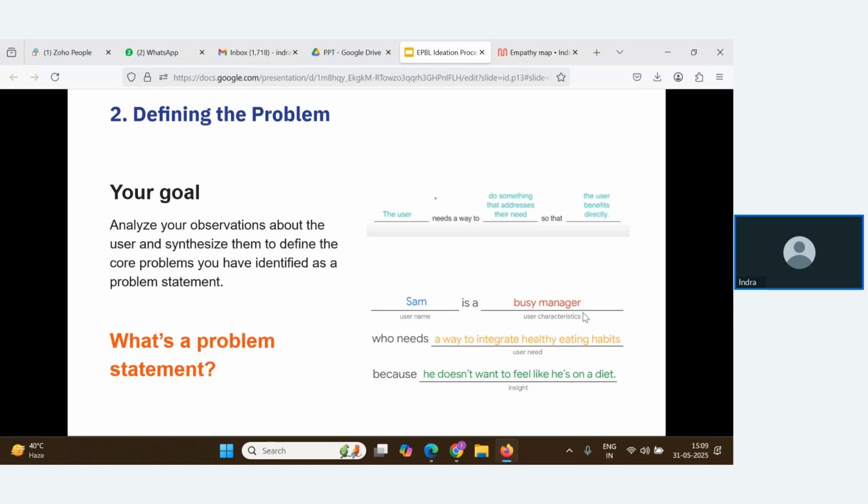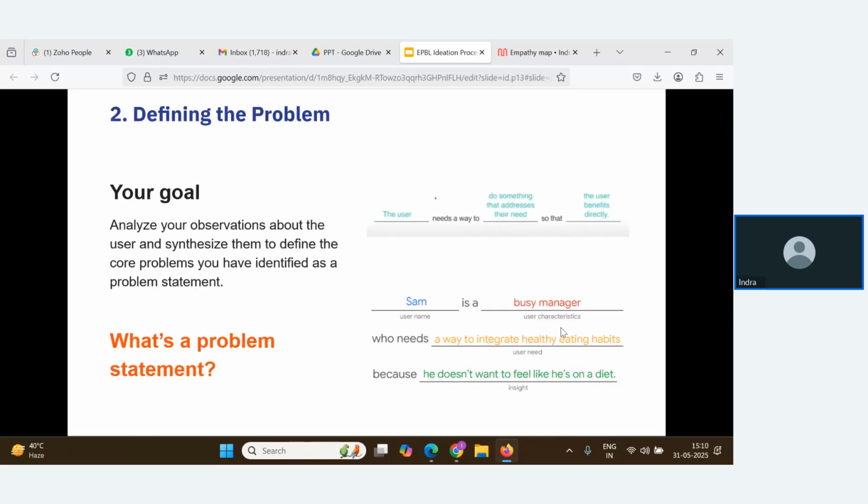Okay. So in simple terms, I would say that a problem statement is a very clear and concise sentence that explains the core problem the user is experiencing. It will help you to focus the effort that you put in to solve the particular problem.